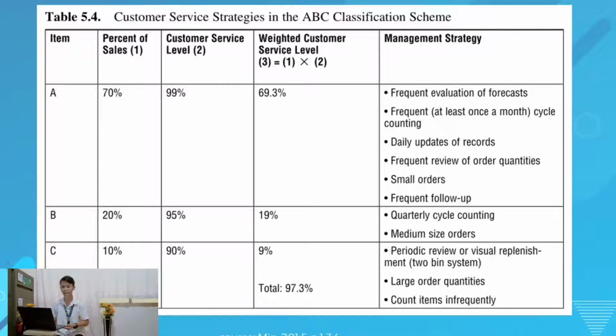Let's move on to item C. Its percent of sales is 10%. Its customer service level is 90%. The weighted customer service level is 9%. And the management strategy is periodic review or visual replenishment or two-bin system, large order quantities, and count items frequently.